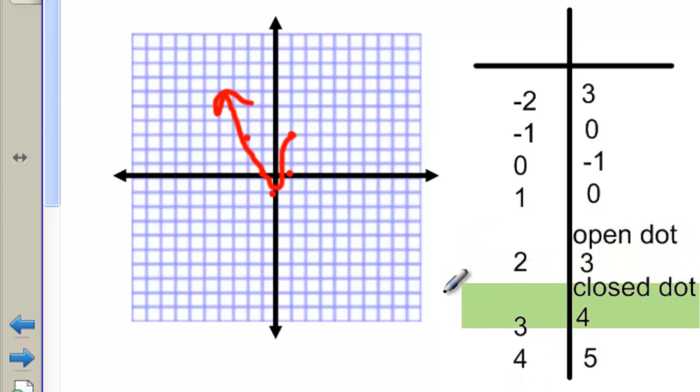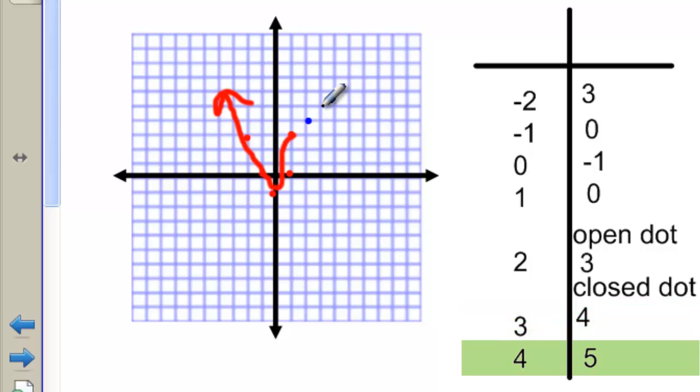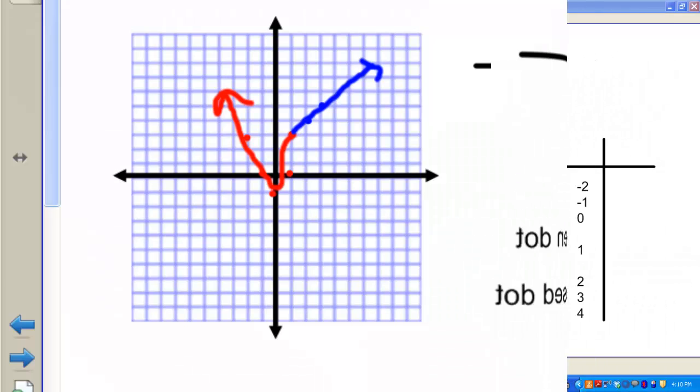And then I'm going to start plotting (3, 4), and then (4, 5). So then this graph becomes linear on that side. So it's kind of a goofy looking graph, but that's what piecewise functions are. You've got a piece of a quadratic and a piece of a line put together to make a new function.